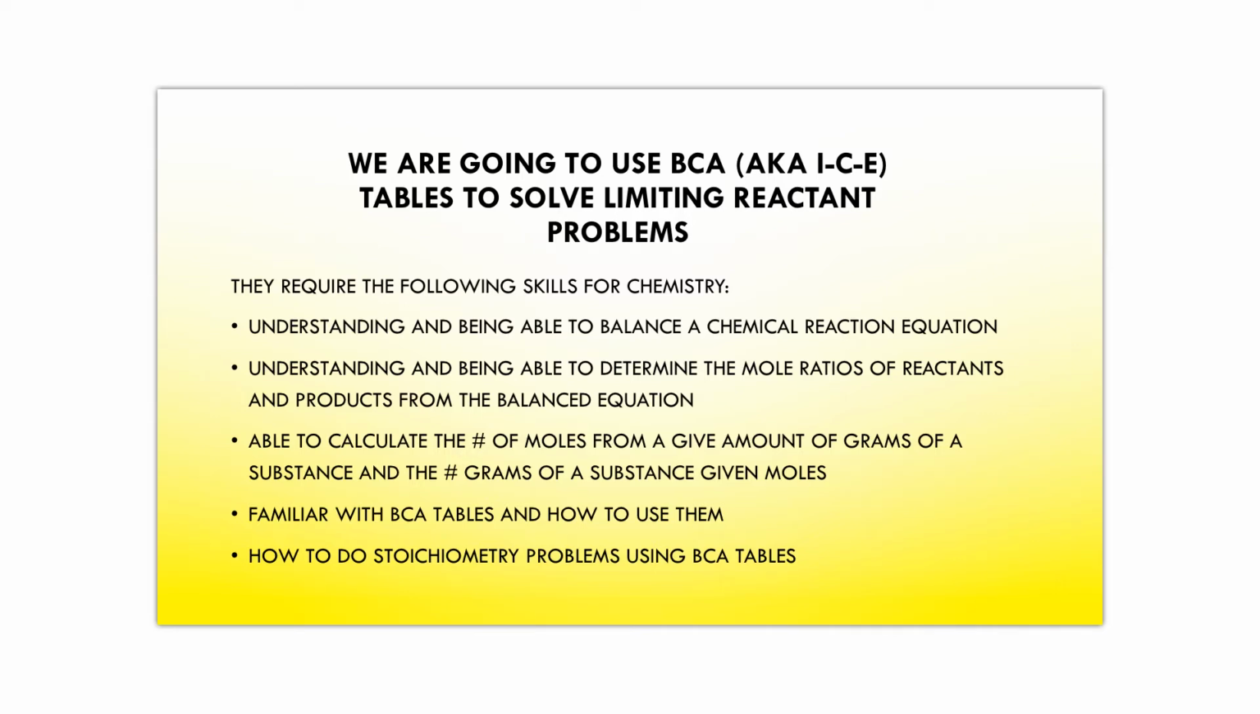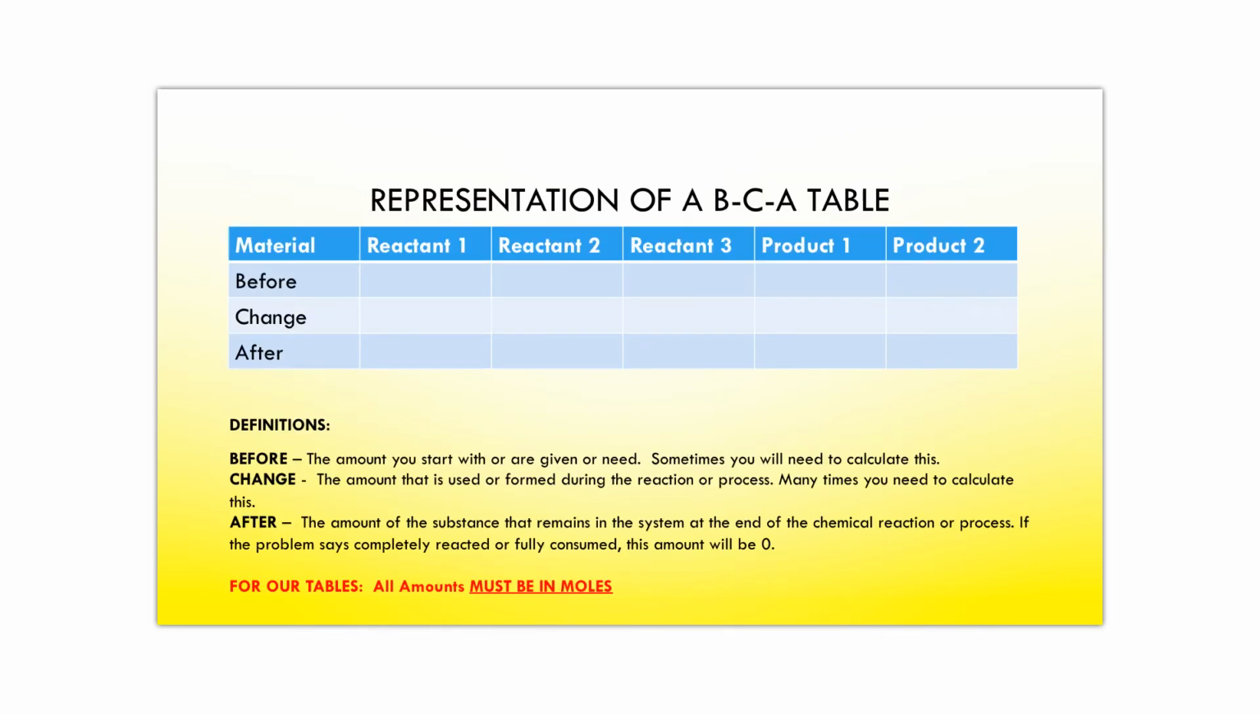You've got to be able to balance chemical equations, know what the mole ratios are from balanced chemical equations, calculate moles from grams and grams to moles if necessary. Be familiar with the BCA tables, before, change, after, and how to use them, and then how do we do stoichiometry problems using BCA tables. I'm not going to spend a lot of time going over all this stuff here, so these are skill sets that you're going to need to move on for the rest of the video.